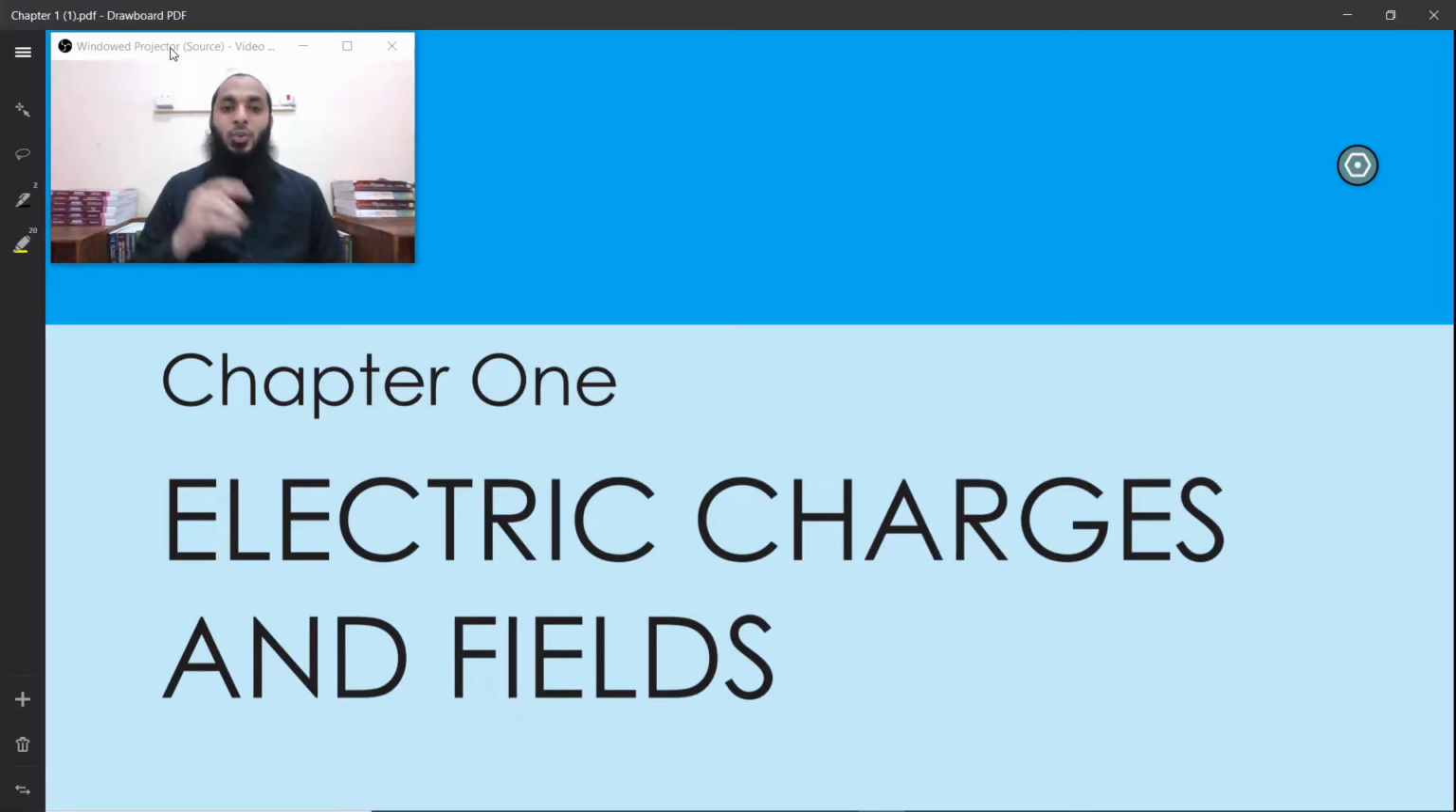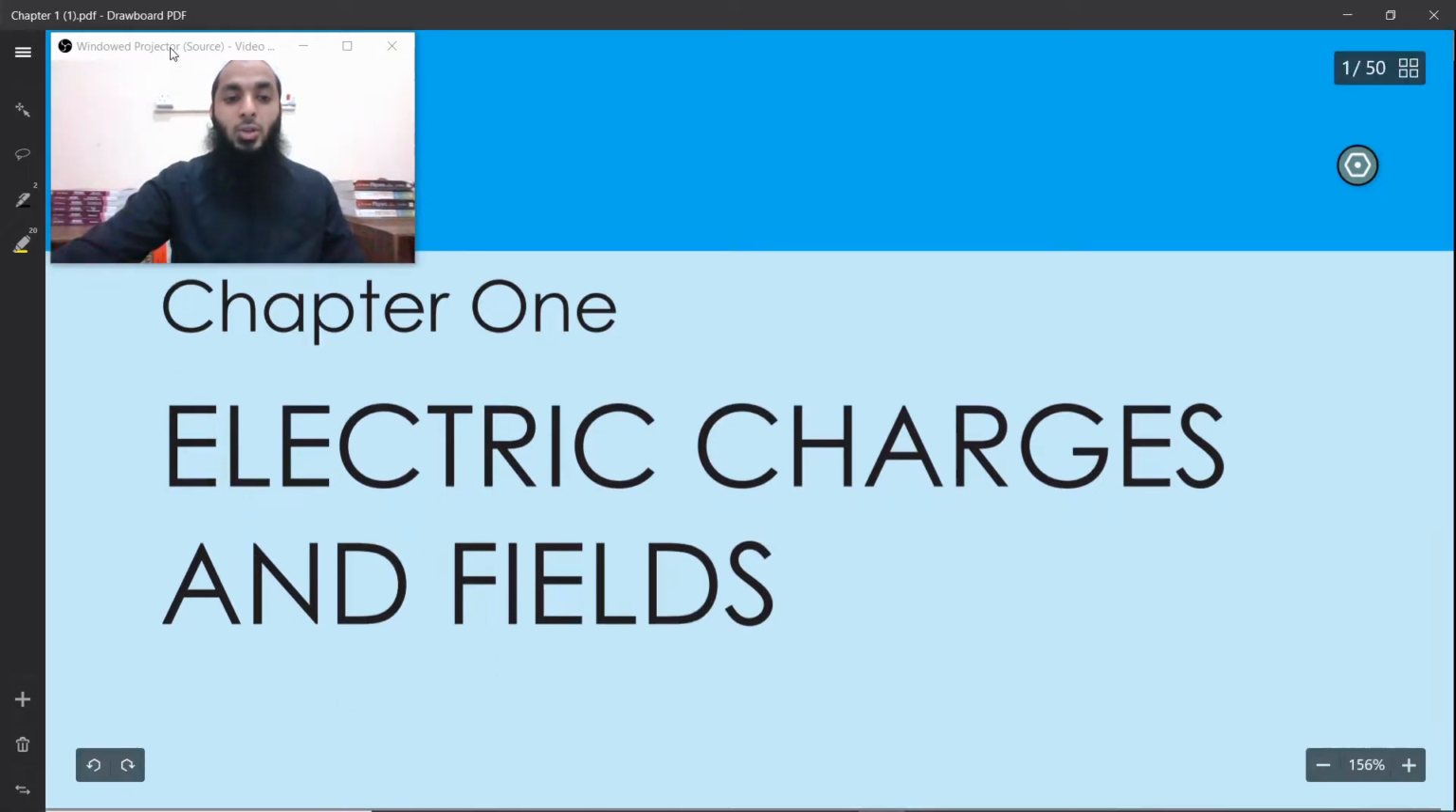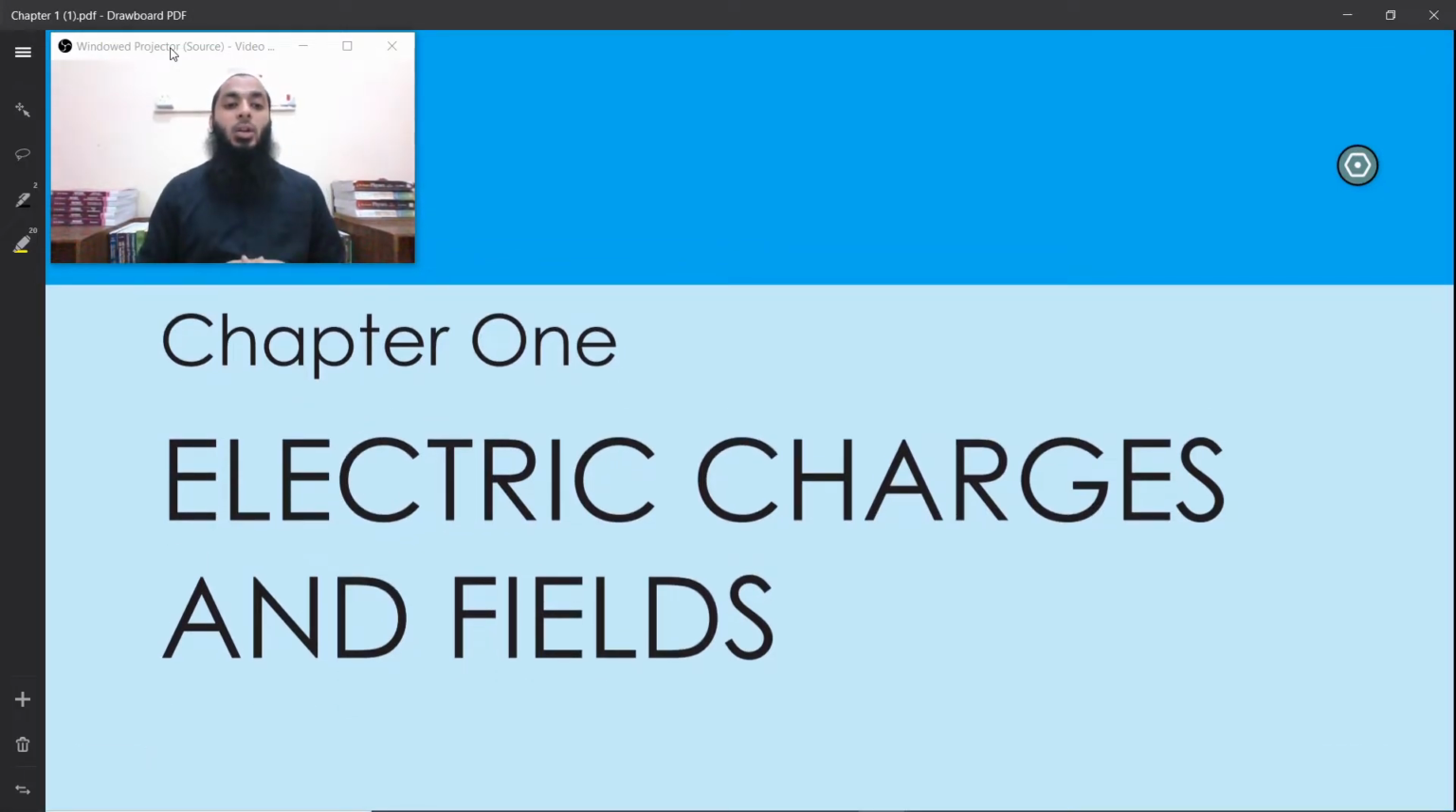So let's start off with the NCERT. Now I'll be reading along, so I would recommend that you take out your NCERT textbook and read along with me and underline the important points. So starting with chapter number 1, electric charges and fields.